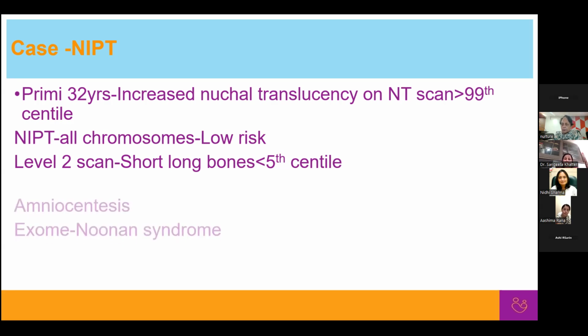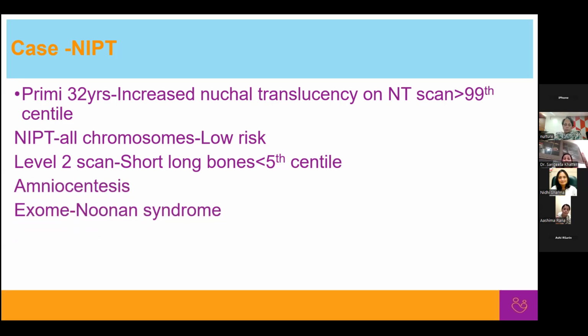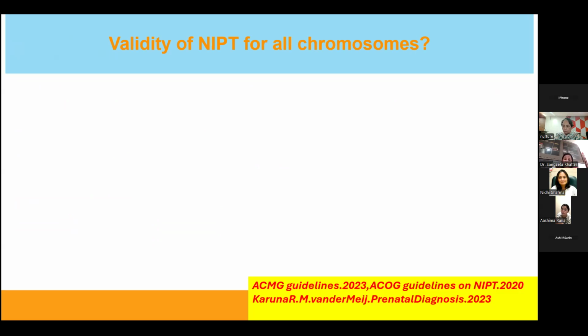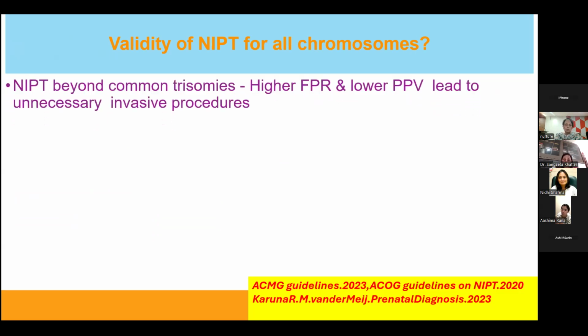Okay, thank you. So now the patient came to me, we did the amniocentesis, and on exome she was found to have Noonan syndrome. So we have to check the validity of NIPT. Most of the commercial labs are offering NIPT for all chromosomes, and the patient gets reassured that our risk of having genetic disorders is totally negligible, and they are so relaxed. Then the level 2 scan comes up with some findings.